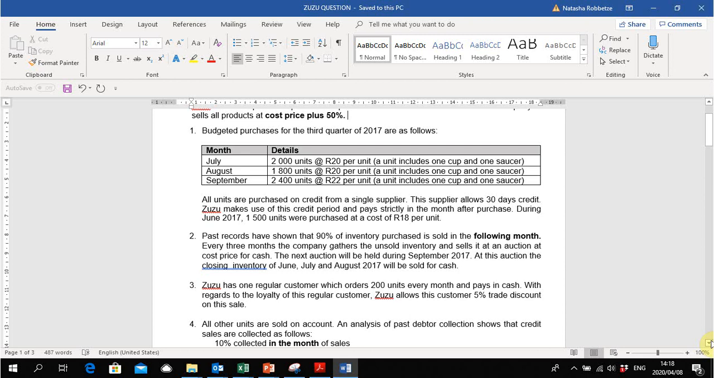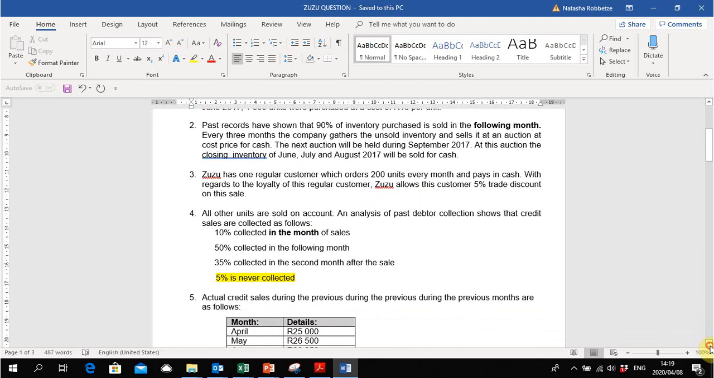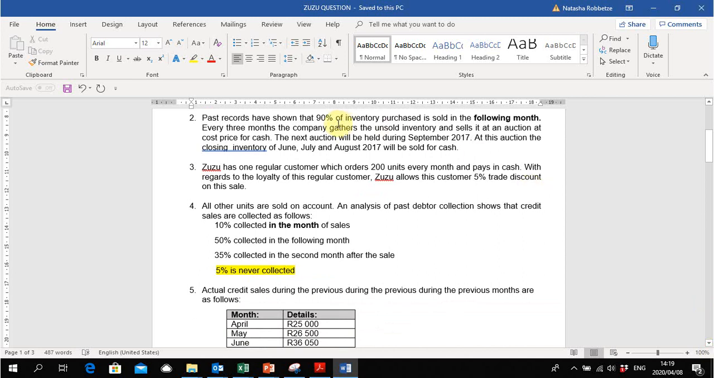Note number 2 says that past records have shown that 90% of inventory is sold in the following month. Every 3 months, the company gathers the unsold inventory and it is sold at an auction at cost. The next auction is held in September, and at this auction, we will be selling the closing inventory of June, July, and August. Just to refer back, please note the importance of that sentence: inventory purchased is sold in the following month. Very, very important to note that if we buy it in June, it is only sold in July, etc.